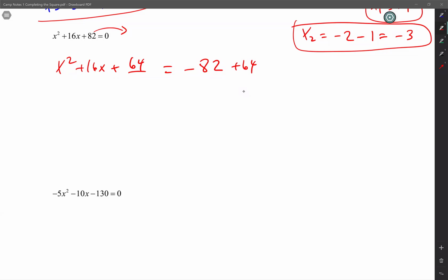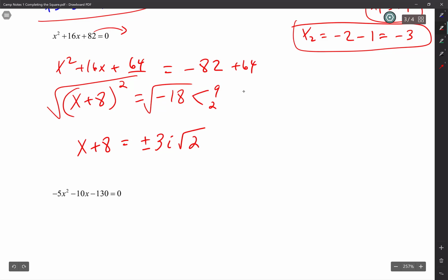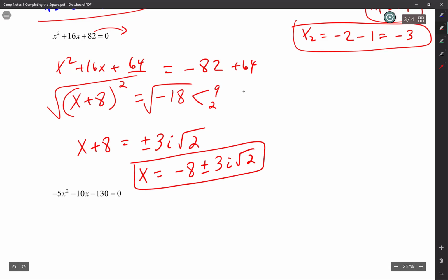Everyone's nice here. Now these three terms are going to be (x plus 8) squared, and the difference between 82 and 64 is 18. The 82 is larger, so negative 18. Square root, x plus 8 equals plus minus the square root of negative 18. 18 is the same thing as 9 times 2, and the square root of 9 is 3, and it's imaginary, so 3i square root of 2. Move the 8: x equals negative 8 plus minus 3i square root of 2. I don't see any mistakes. I think we're good, guys.